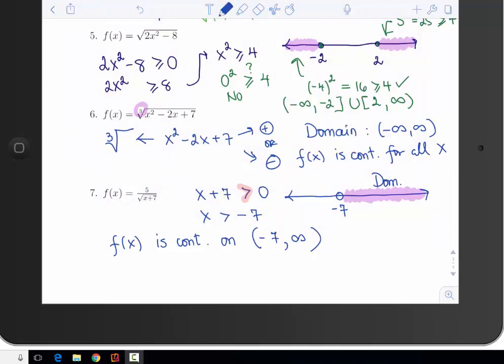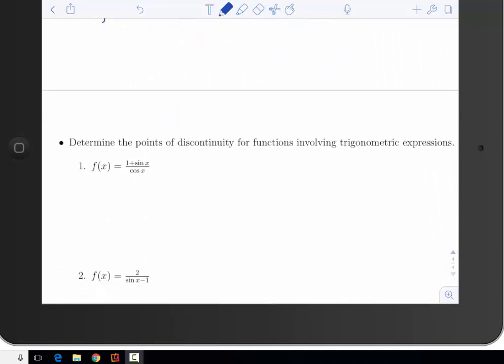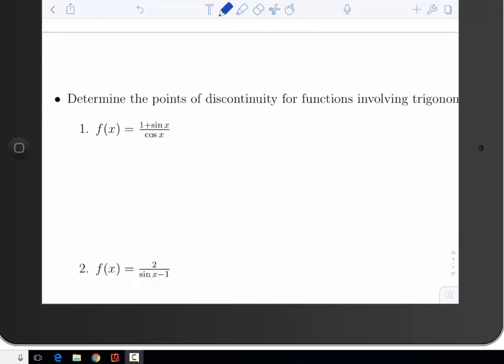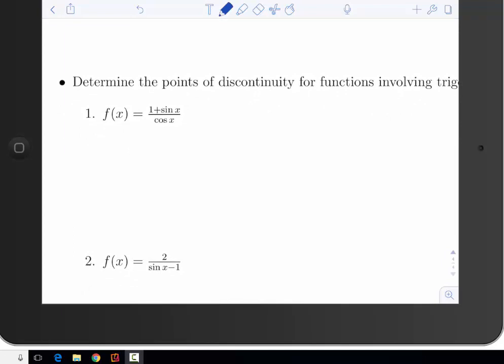So now we're done with these functions. The next set of functions will be trig, and those are the ones that usually cause most trouble, okay, because you have to remember a lot of rules from trigonometry. Let's take a look at the following example. Determine the points of discontinuity for functions involving trigonometric expression. Okay, I have a function composition here. I have a not radical, I have a fraction with trig functions on top and on the bottom.